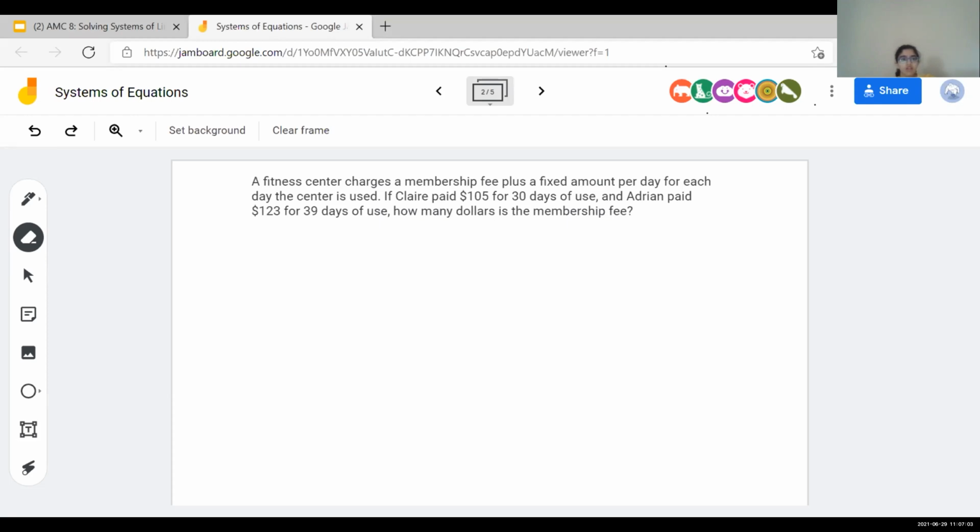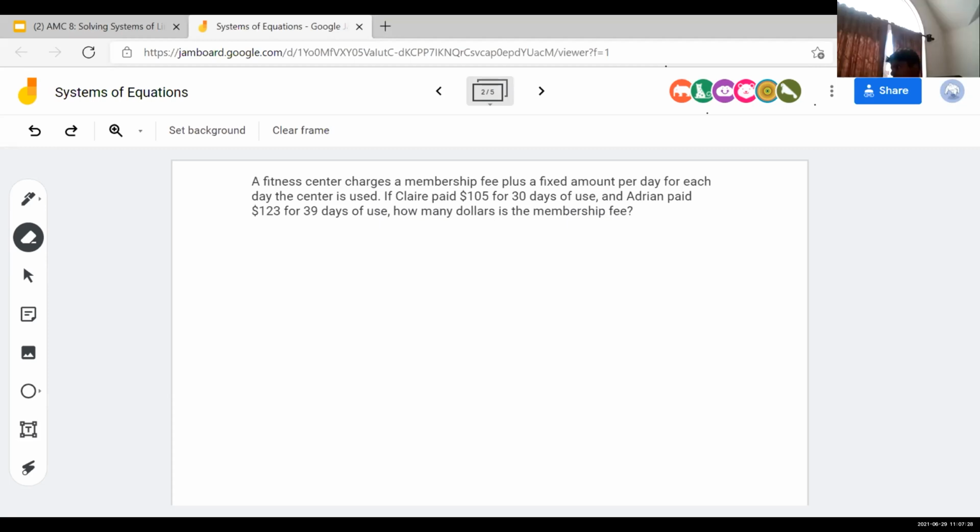Okay, I think I should start explaining now. A fitness center charges a membership fee plus a fixed amount per day for each day the center is used. If Claire paid $105 for 30 days of use and Adrian paid $123 for 39 days of use, how many dollars is the membership fee?